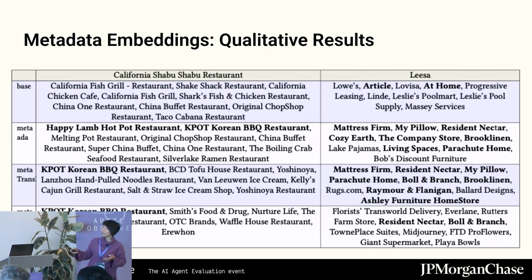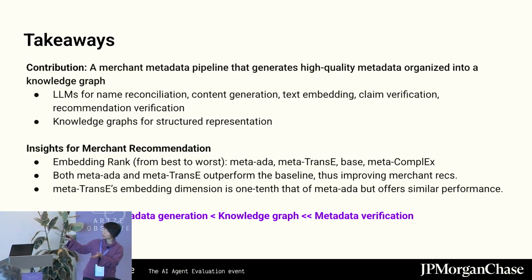We see that Metadata as well as TransE are generally better than the baseline and ComplEx. Because of time, I probably need to go soon, but here are some qualitative results. Shabu Shabu Restaurant is a restaurant where people cook things in a pot. It's kind of yummy. I like it. Again, this is kind of random, but Lisa is more of a luxury mattress company. Across the three, we see some qualitative results that show how well it performs.